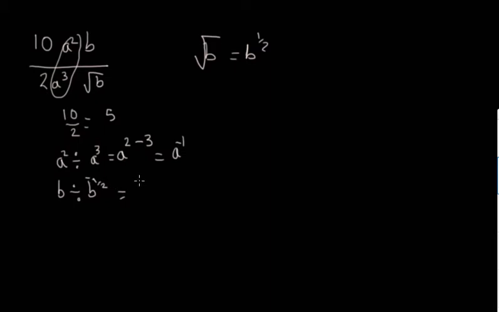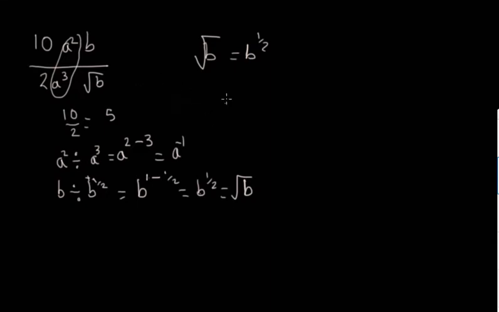So it's b to the 1 minus a half. 1 whole minus 1 half is a half, so it's b to the half. It's the square root of b.